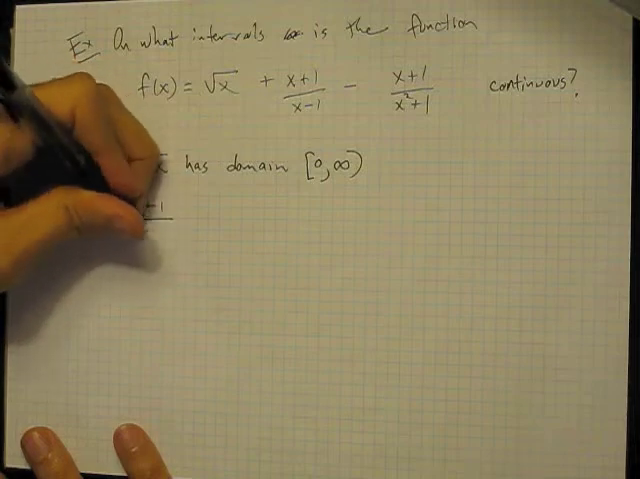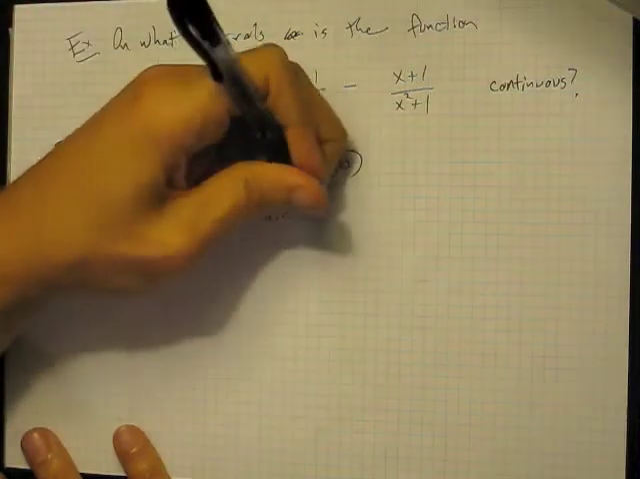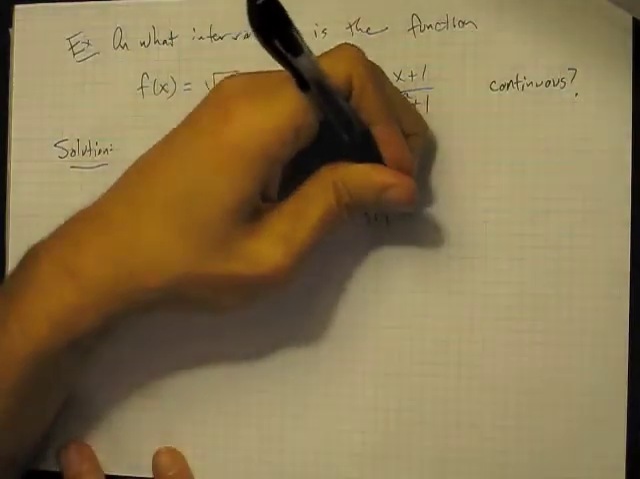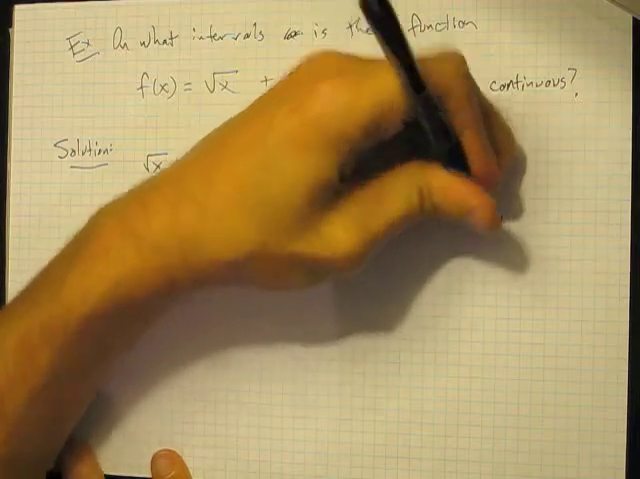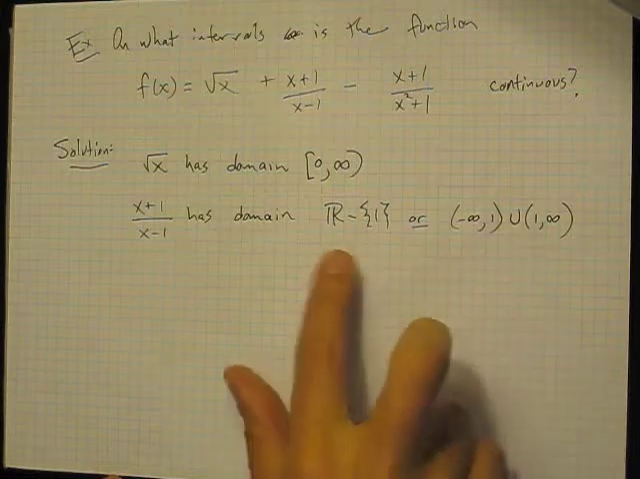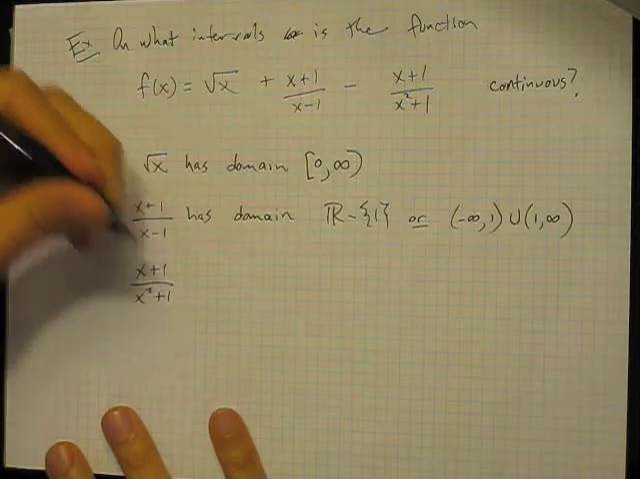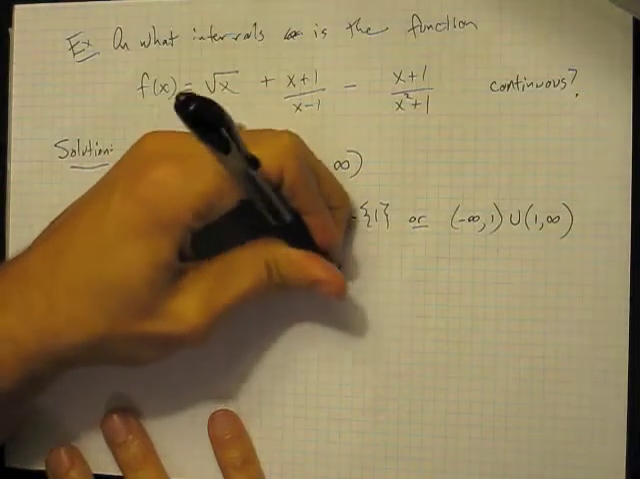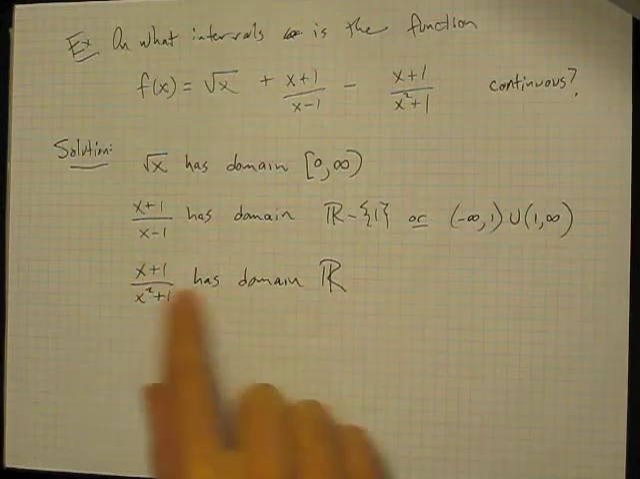x plus 1 over x minus 1 has domain all of the real numbers minus the coordinate 1. Okay, maybe you would write this equivalently as minus infinity to 1 union with 1 to infinity. So all real numbers except for 1. Either of these is acceptable. And then x plus 1 over x squared plus 1 has domain all of the real numbers, because nothing makes the denominator equal to 0 in this case.